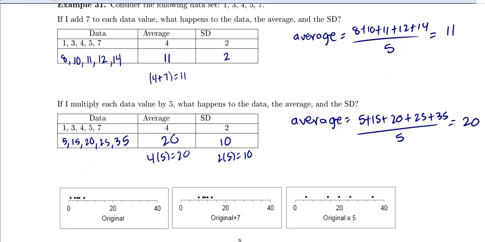And in fact, you can see that in these dot plots that I made for you. So this is the original data. Notice it's all tightly clustered together. When we added 7, notice it's like we just picked up our data and moved it over a little bit. But we didn't change the shape at all. We didn't change how far it spread apart. But when we took our data and multiplied it by 5, our data is now much more spread out. So the average went up higher and the SD went up higher.